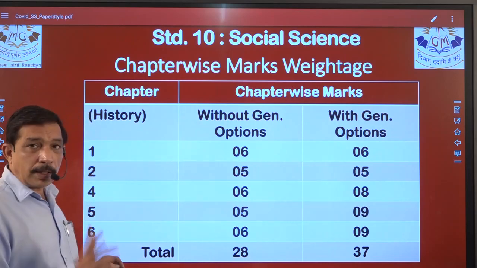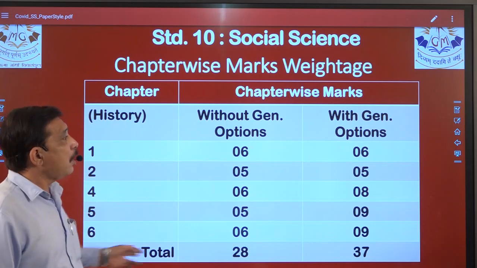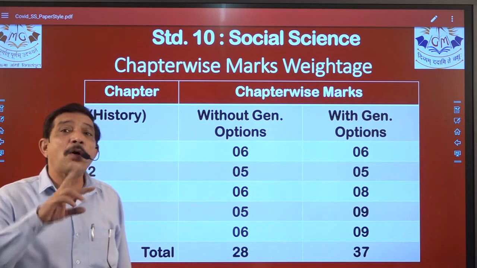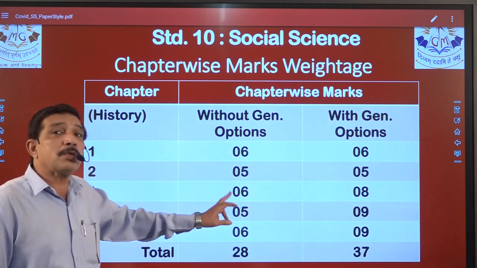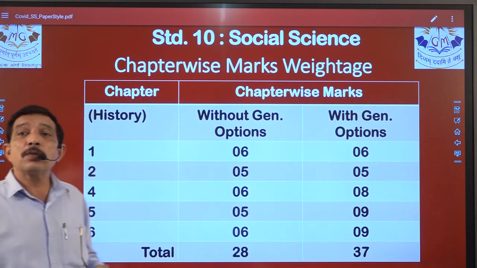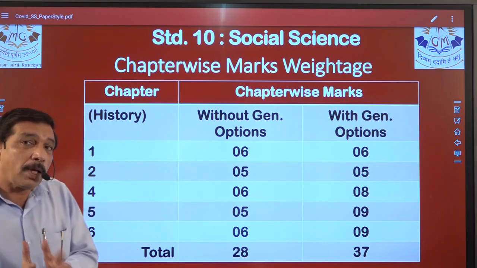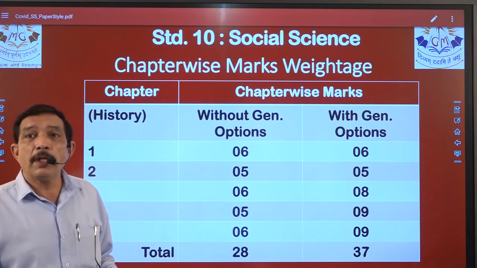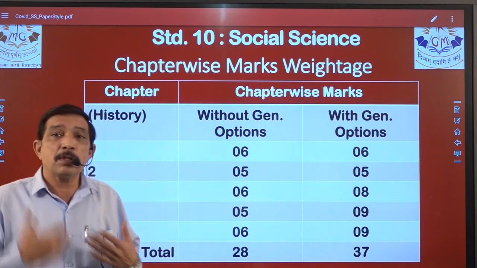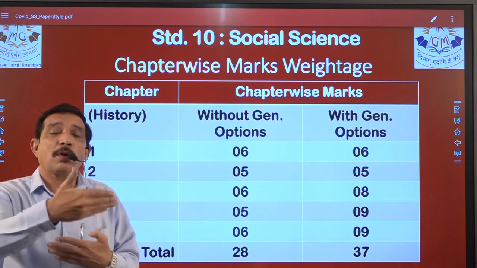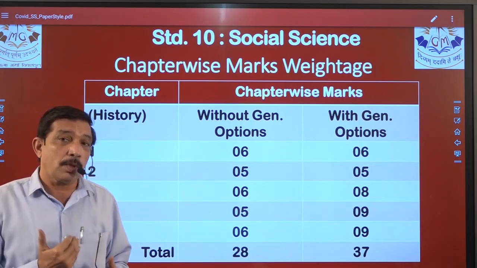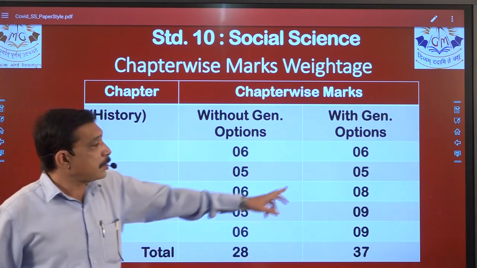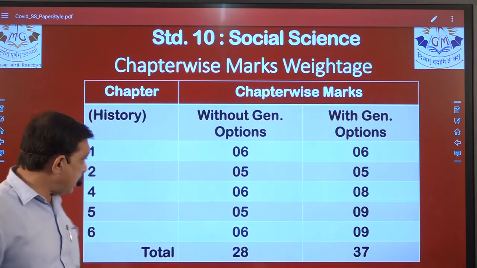Chapter number 4, 3 is cut. So chapter number 4 without option 6, but there with general option 8. That means an option is available over here. An extra question from chapter number 4 is going to be asked. So if we prepare chapter number 4 thoroughly, then we will score good over here because it has an additional option. Suppose we are not that much acquainted with one of the questions, we do have an option over there. So chapter number 4 without option 6, with general options 8.